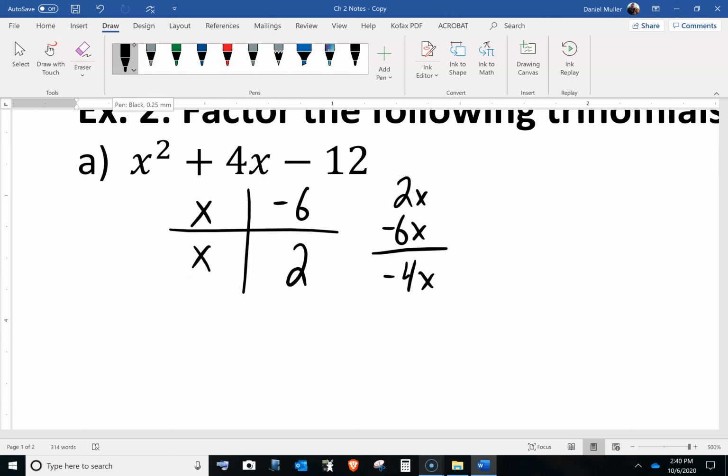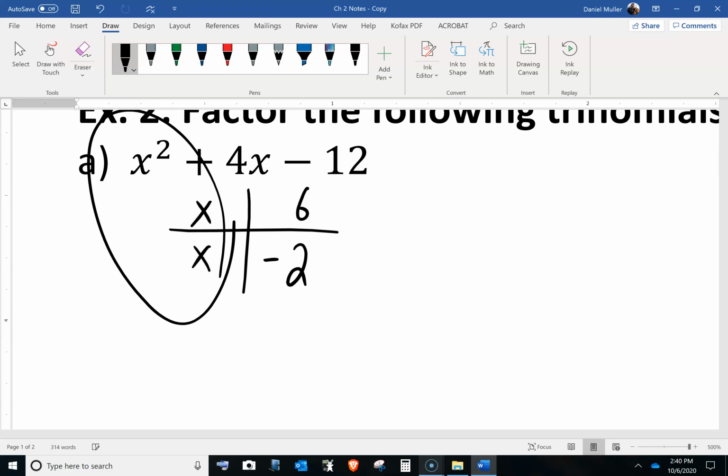So what you can do in this case is just change the spot where the negative went. So I put the negative up there, but there's no reason. I just put it there. I'll put it down here. So again, x times x is x squared. Beautiful. 6 times negative 2 is indeed negative 12. So the left multiplies to the left and my right multiplies to my right.